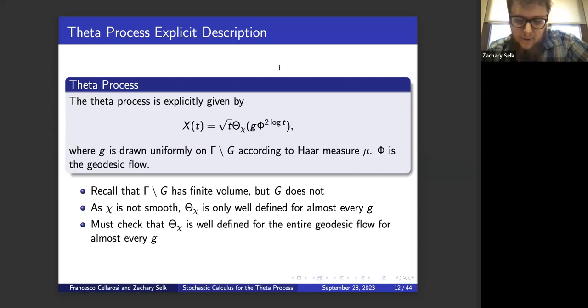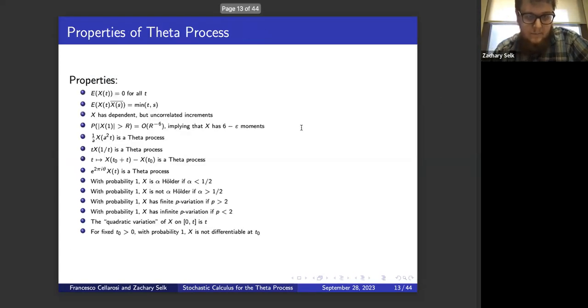And then the work that I've done with Francesco recently has been developing the calculus for this, developing stochastic calculus for this process. So I want to mention a few properties. We don't have to go through all of these, but it has mean zero. It has a particular covariance. The really crucial parts of this are going to be the third and fourth that are very different from Brownian motion that you would get from a normal random walk.